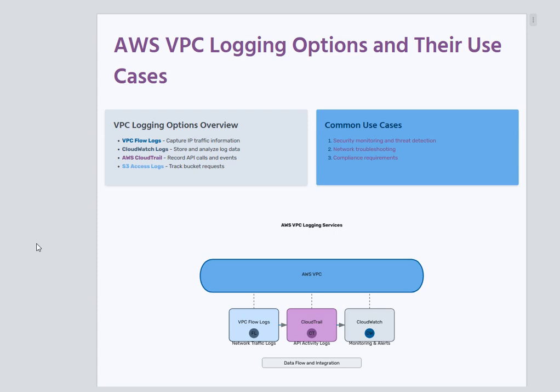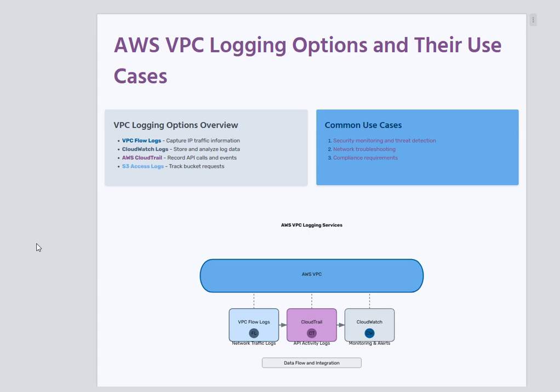We're talking about services like Flow Logs, CloudWatch, CloudTrail, Access Logs. We're not talking about the services themselves here, but about VPC, how we collect their logs into these services and what the use of these services is. We're going to talk about Flow Logs, CloudWatch, and CloudTrail in a different video. All right.